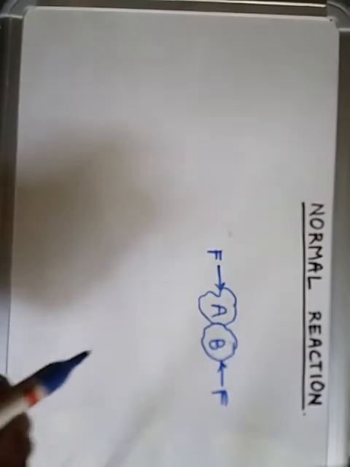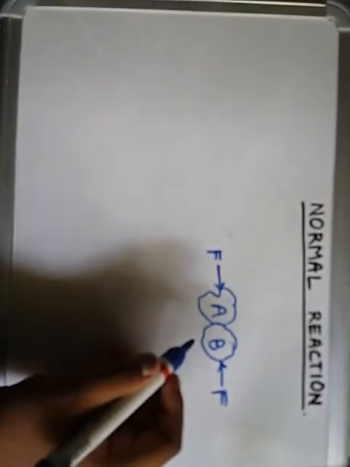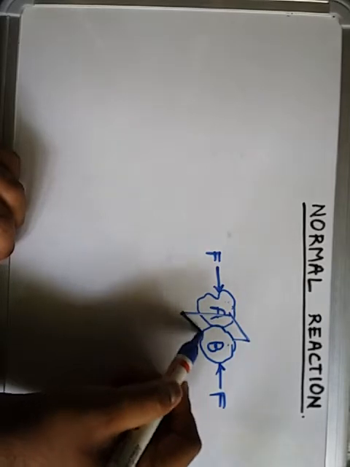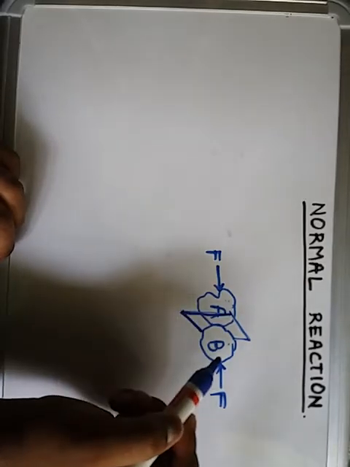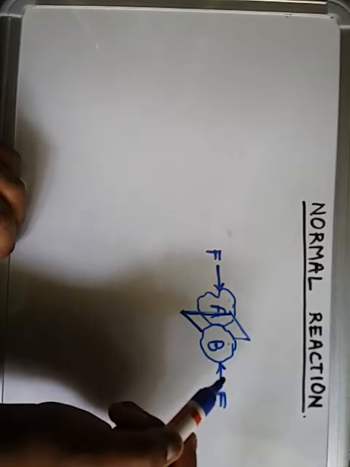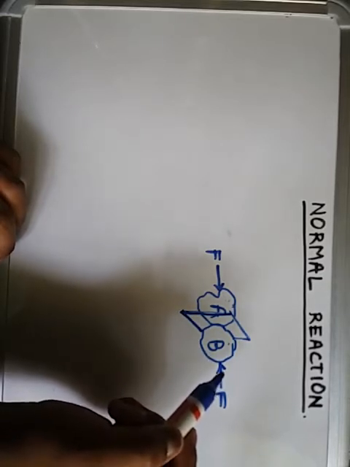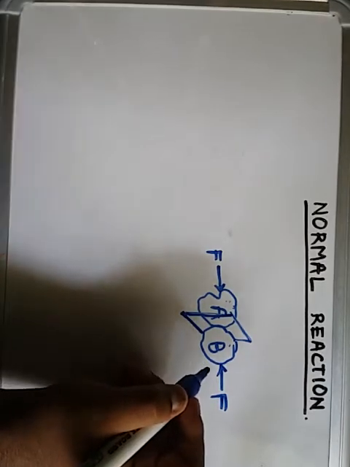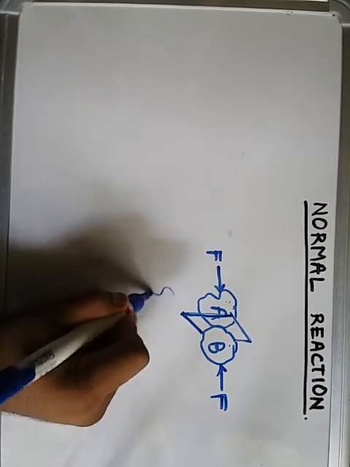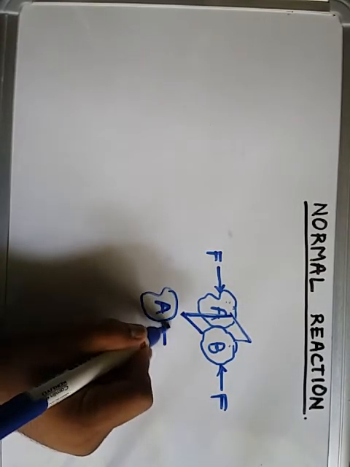Now suppose this plane of contact is somewhere like this. As you can see, the plane of contact is common for both bodies A and B. So we can clearly say that the normal reaction is perpendicular to the contact surface between two bodies and is directed equally and opposite for each body. So for body A, it is directed in this direction.